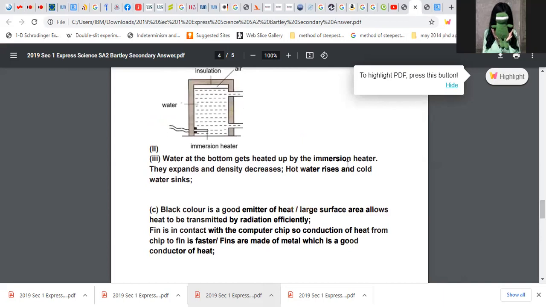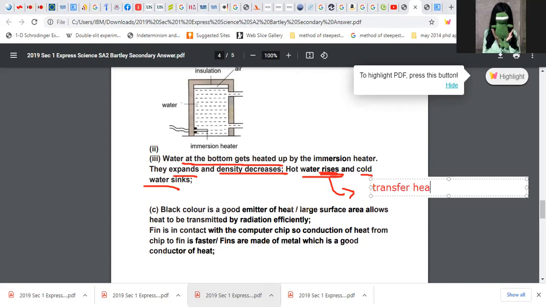Okay, that means you are explaining how the water moves so they can transfer heat. Water at the bottom gets heated up. They expand and density decreases. Water rises, cooler water sinks. When the hot water rises, they can transfer heat to the water above. Then they can transfer heat to the water. Understand? Okay. Copy down. Okay. Finish.